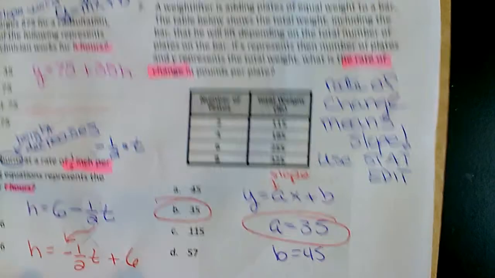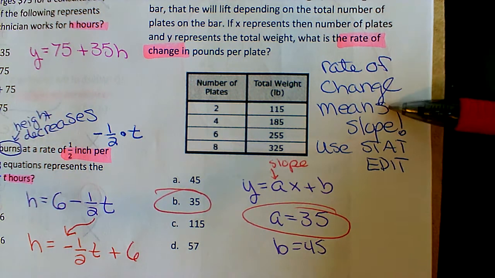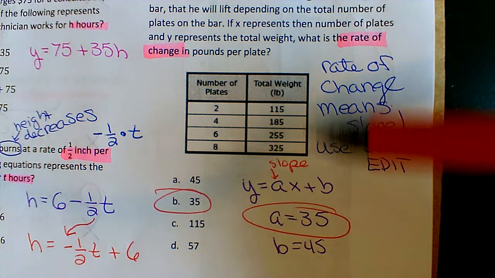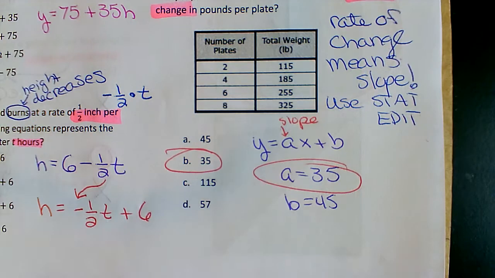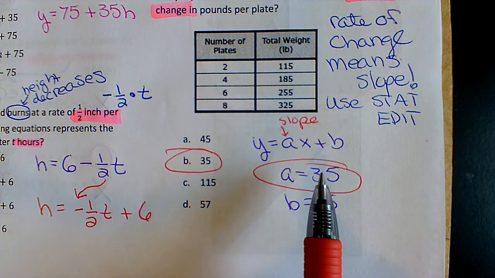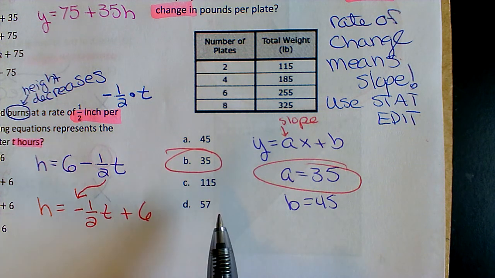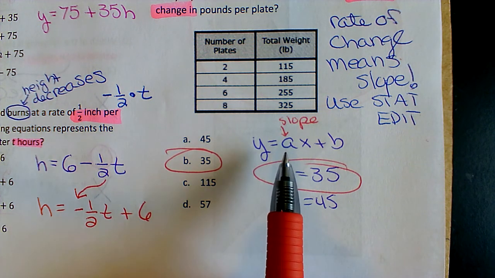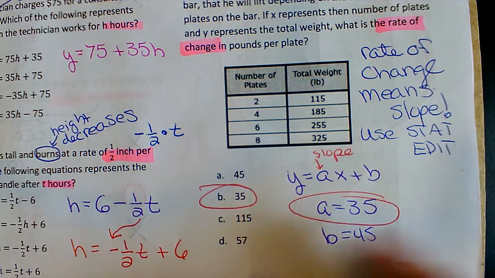Now for number 7, this question asks you to find the rate of change, and don't forget that rate of change just means slope. So if they gave you a table, the easiest way to find slope is to use stat edit. And if I did all that, I would get this. My A value is 35, my B value is 45, but notice how both of those are one of the answer choices. The A is your slope. That's the one attached to the X. So I know my answer would be B.